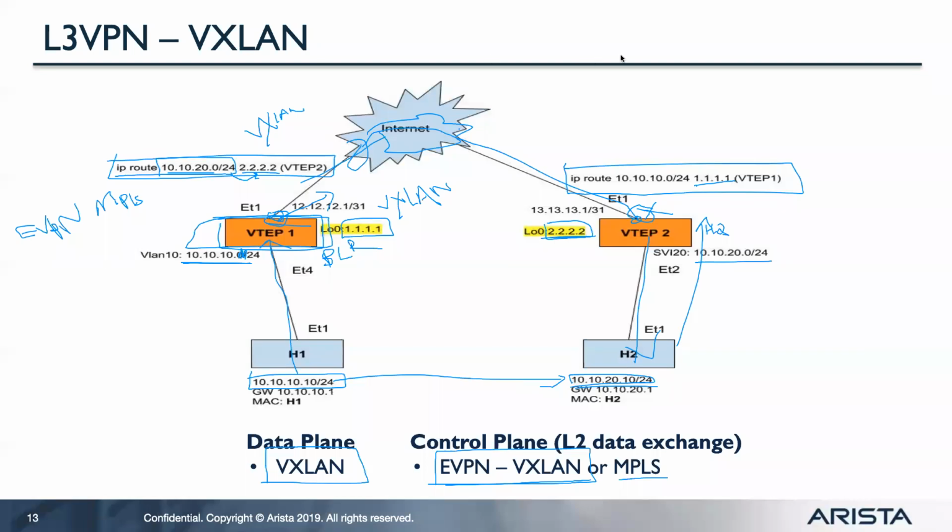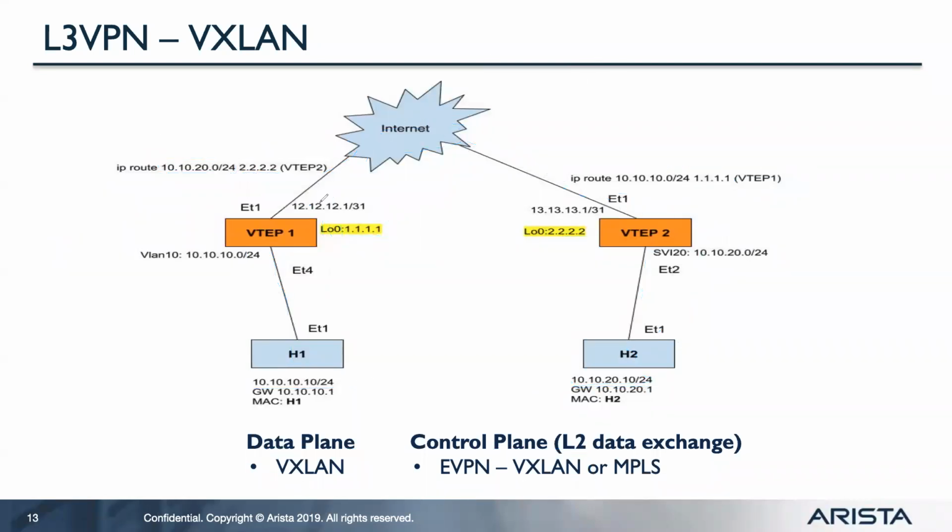Any question if you have not understood the concept? Just a small question. So, 10.10.20.10, right? For VLAN 20, this subnet, maybe I can have a host on this VLAN on VTEP 1 as well, right? Okay.